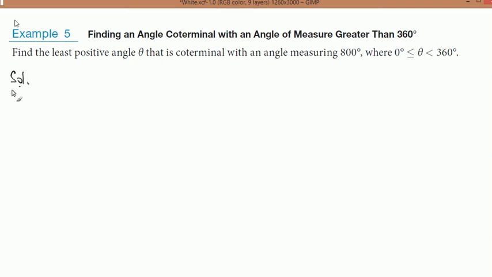Here is the solution. Let me solve the problem. The angle we are looking at is beta, which is 800 degrees in standard position. They don't say anything, so we say standard position. We are looking for theta, so alpha is going to change to theta. Here's beta and theta. They're not equal to each other, but what's the relationship? Remember the formula?